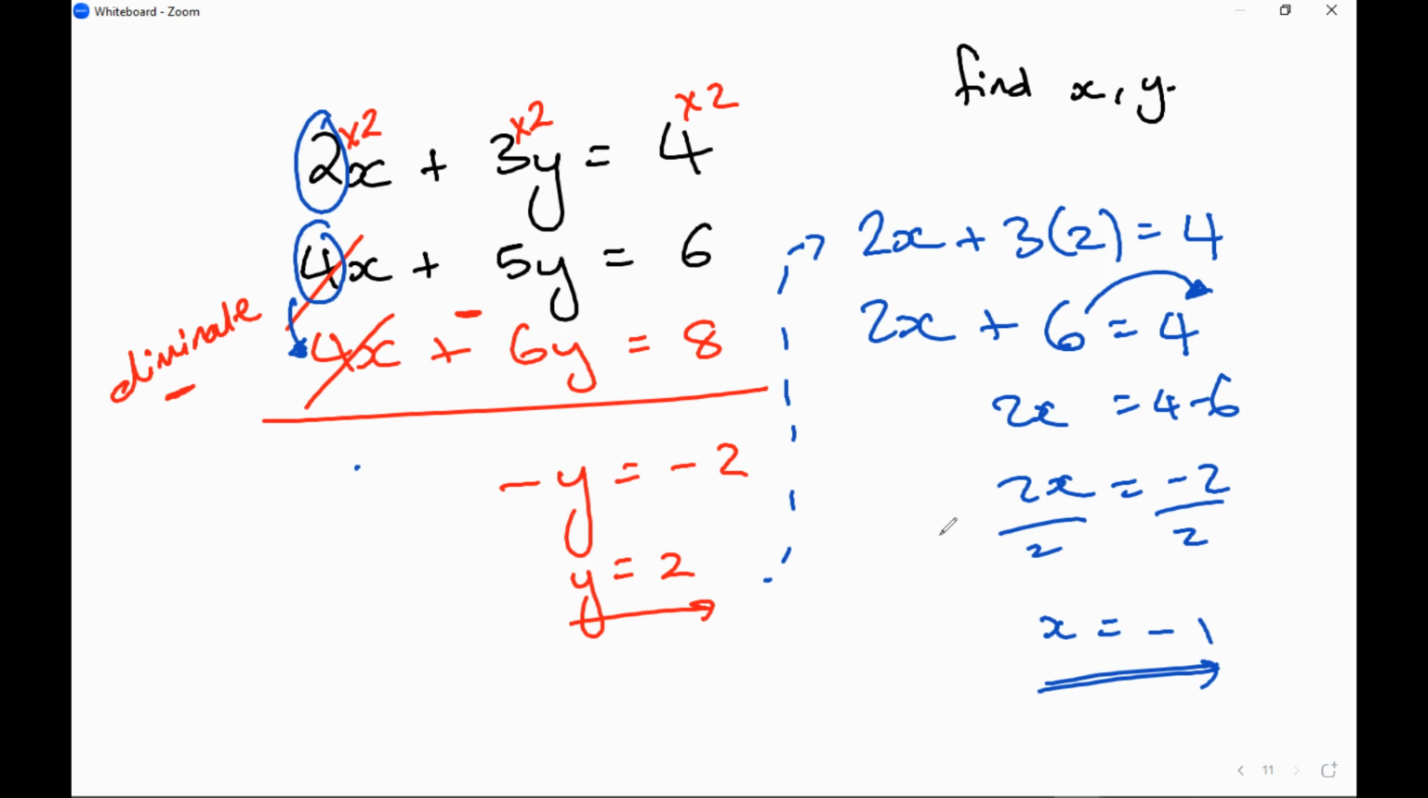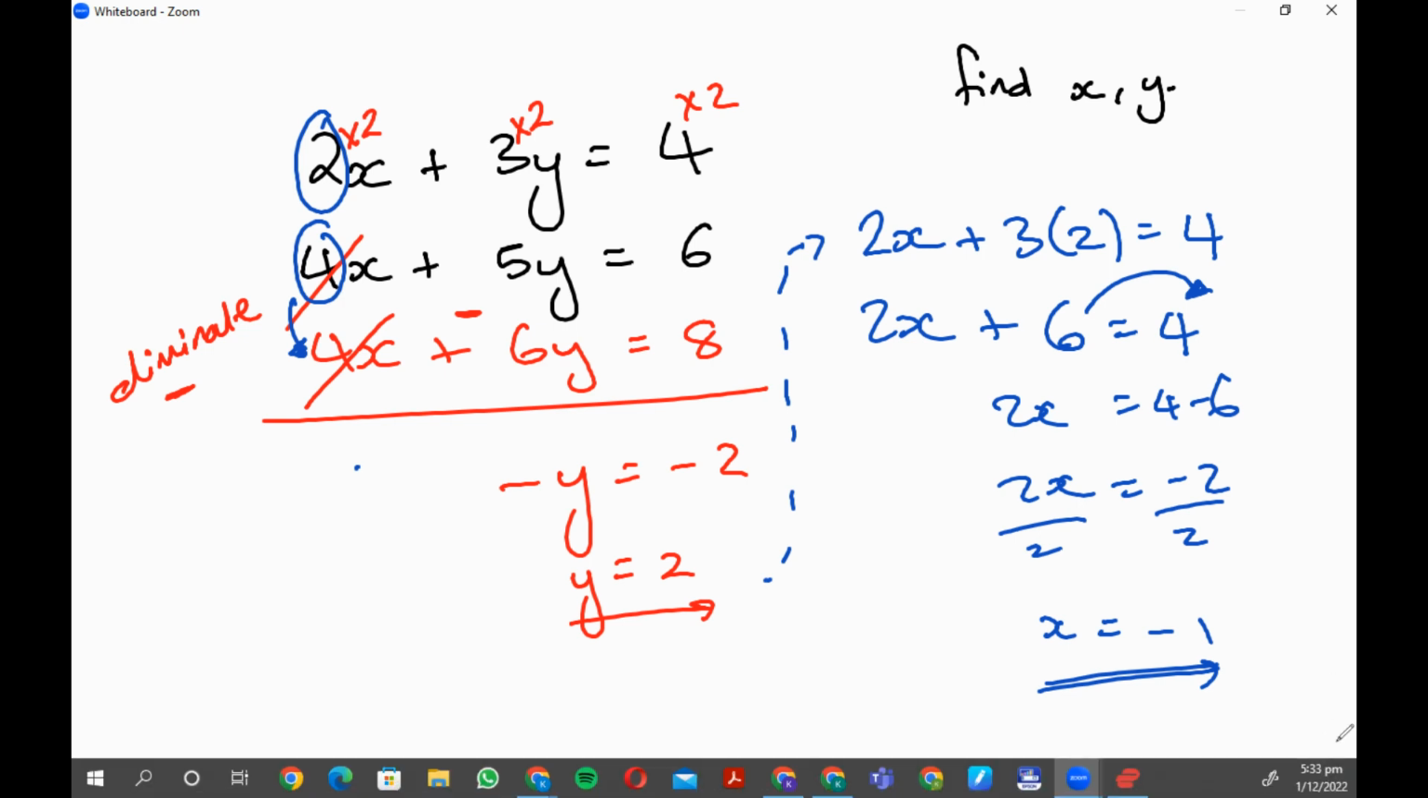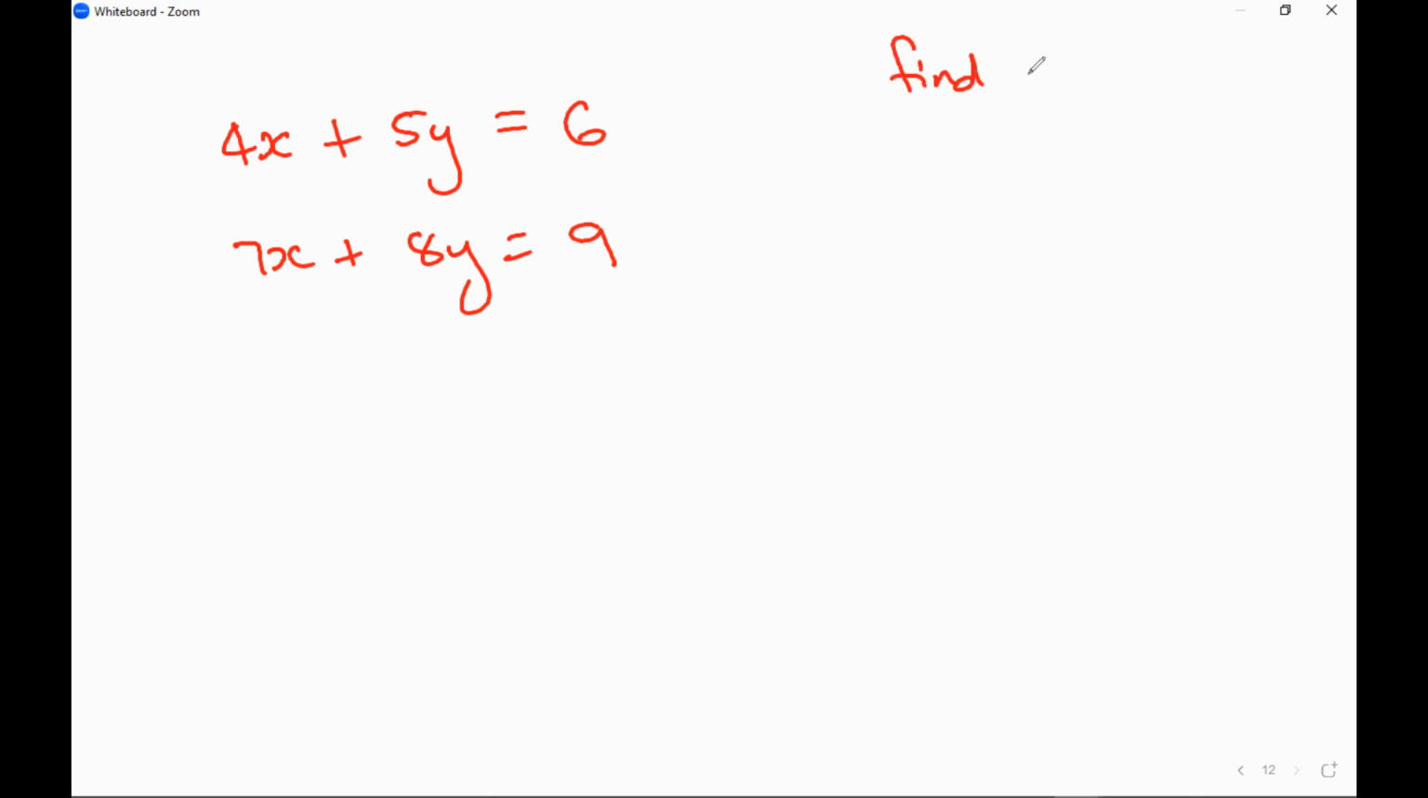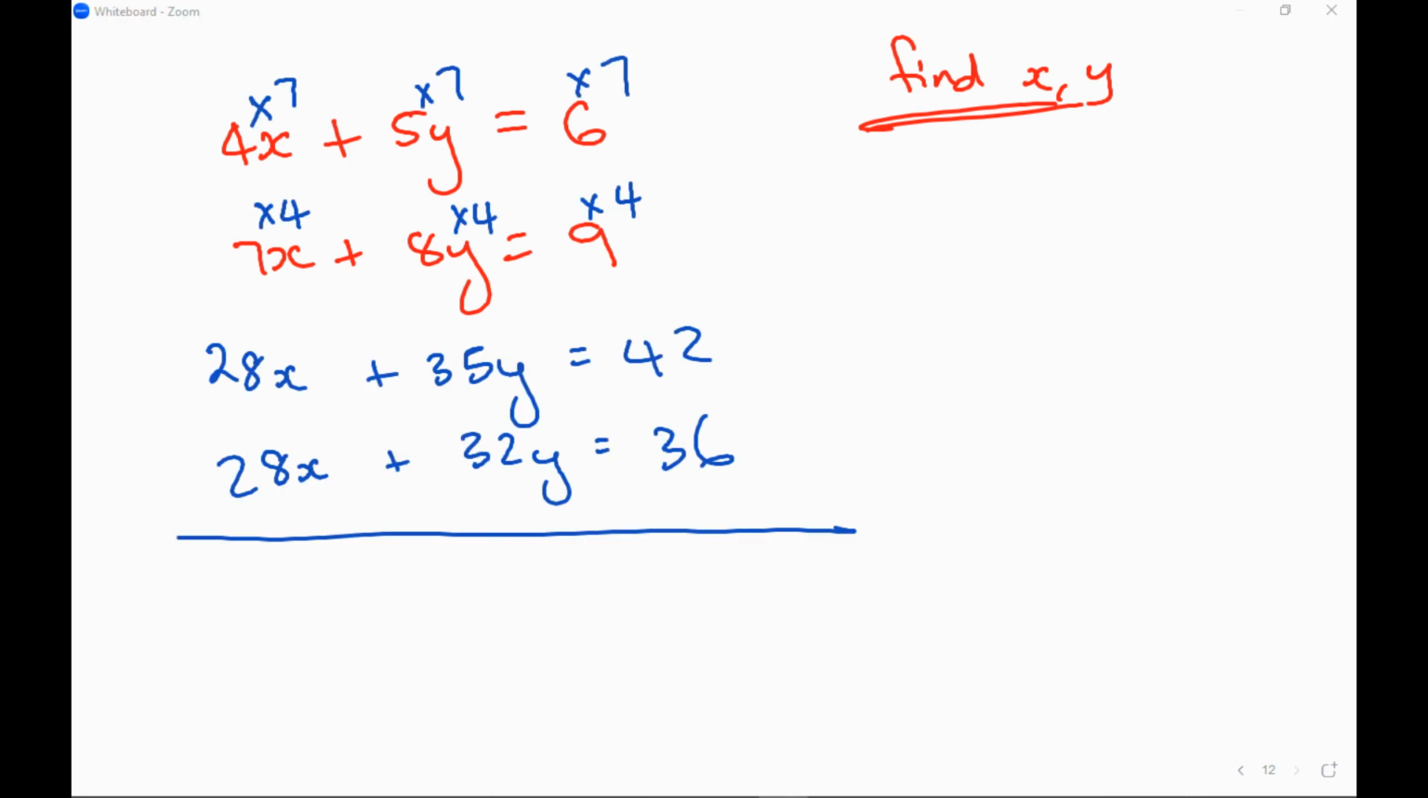All right. Let's move on to an example. Let's start with 3. Let's say I got 4x plus 5y equals 6. And I got 7x plus 8y equals 9. Let's see if you can find the value of x and y for each of these. Give it a go.